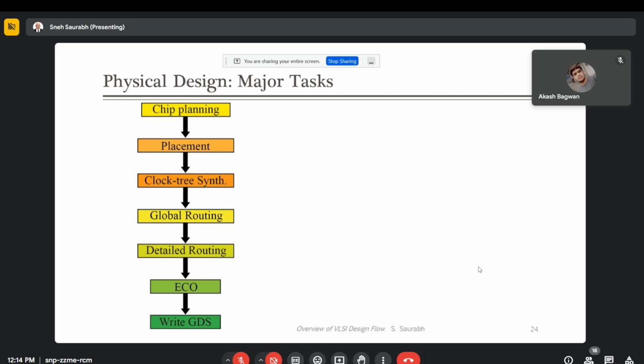So now we go into the depth of physical design, meaning that we got the netlist and finally we want to get a layout. What are the intermediate tasks which are carried out during physical design? So the intermediate tasks are placement.